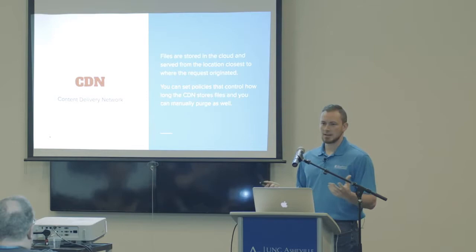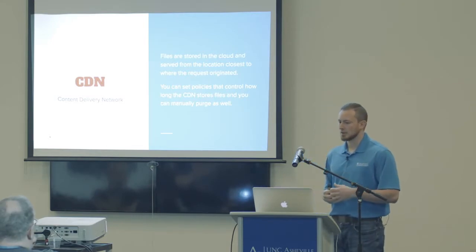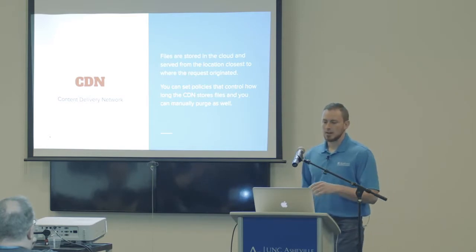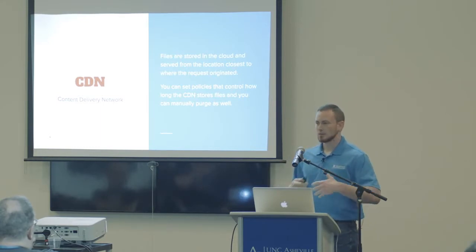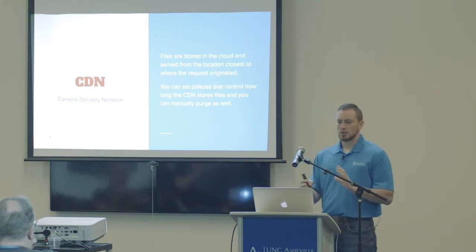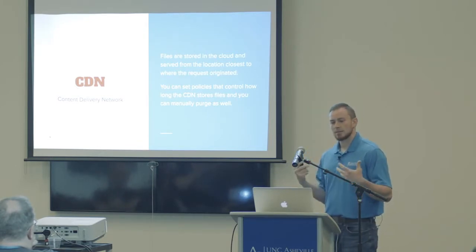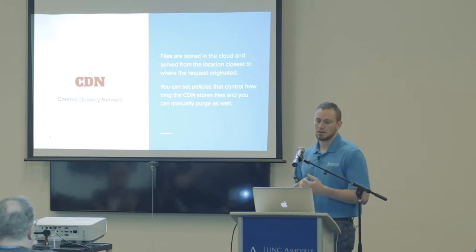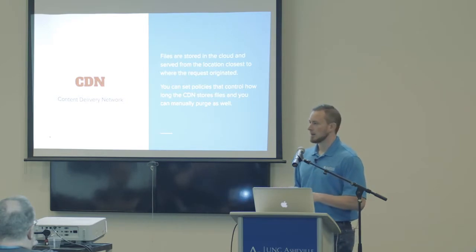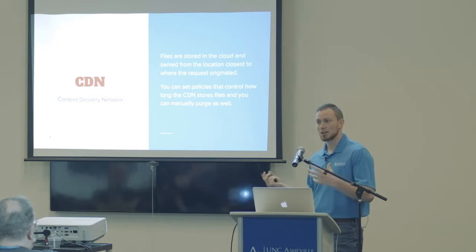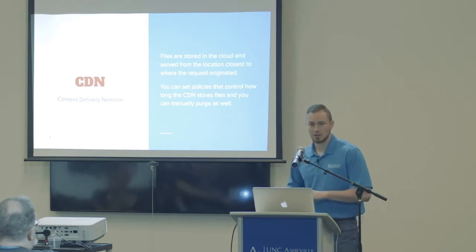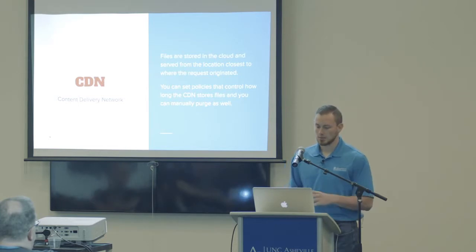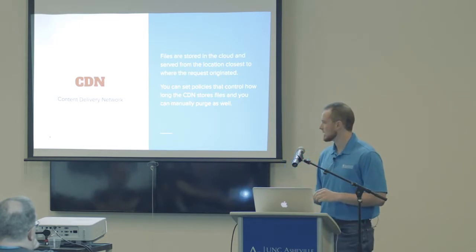So one of these is a CDN, right? We've all heard of a CDN, a content delivery network. Basically, all of your files are stored in the cloud, and they're served from the location that's the closest. And you can set policies as to how long those files should stay in there, when they should expire and that kind of thing. And you can manually purge, so it gives you some control over that. So that's a tool that is commonly used. Most people don't necessarily think of it as caching per se, but ultimately you are temporarily storing images or JavaScript files or CSS files in a location, a server, closer to wherever your visitor is from, so you can serve them faster. So it's essentially a cache.